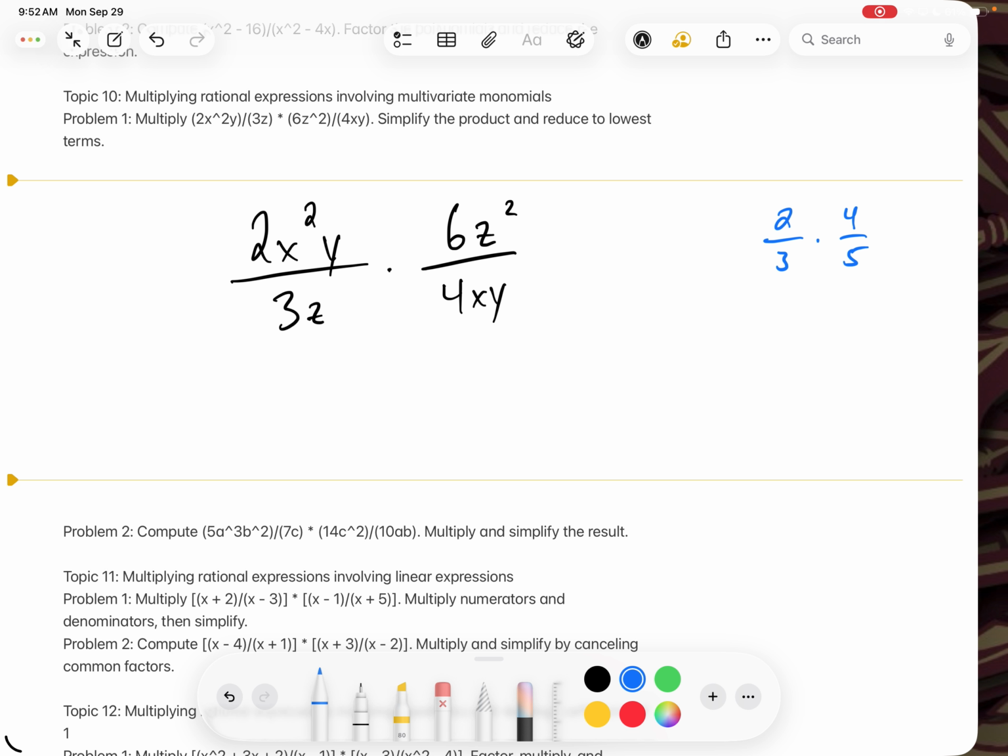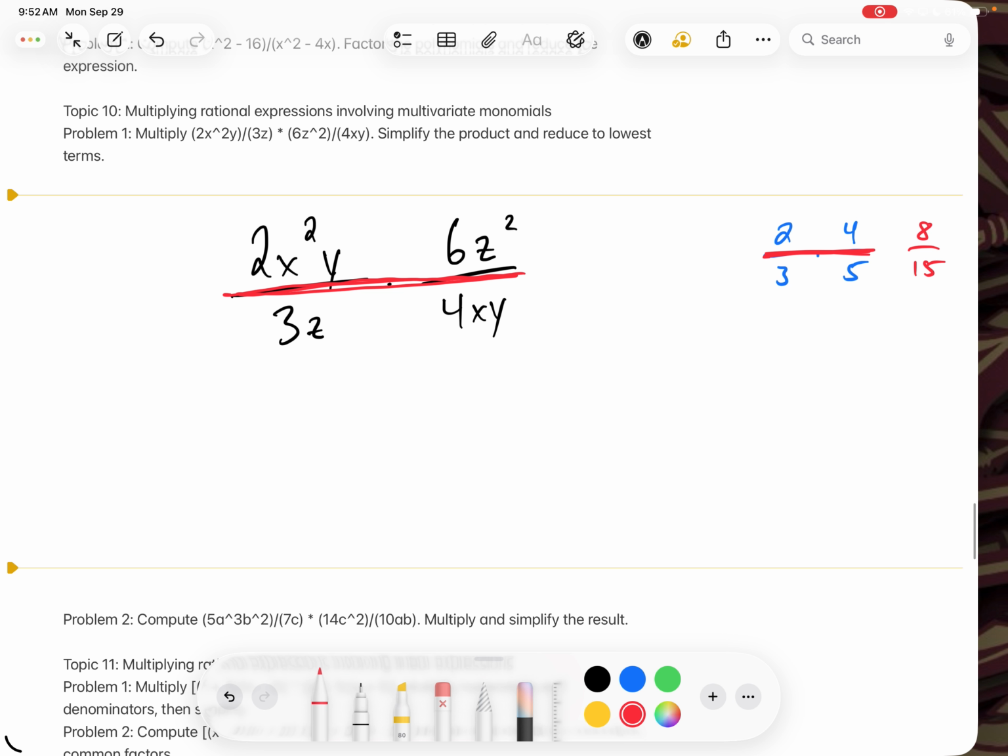So when you multiply fractions, you just multiply straight across, right? You put the bar like this. You do 2 times 4 is 8. 3 times 5 is 15. So this is going to work the same way. I'm just going to take this bar across, and I am going to multiply straight across. So if I combine all these, I do 12x squared y z squared. 3 times 4 is 12, and then x, y, z.